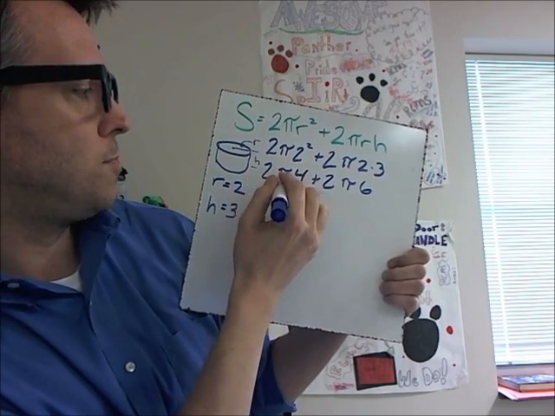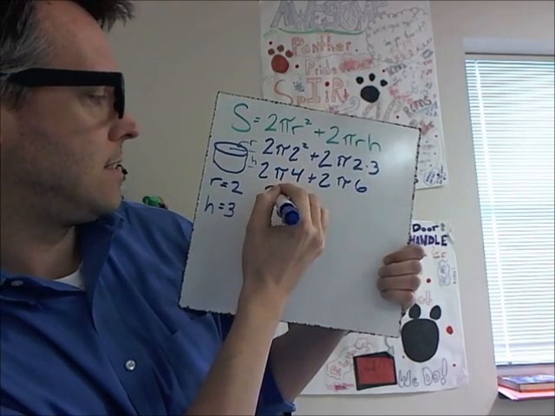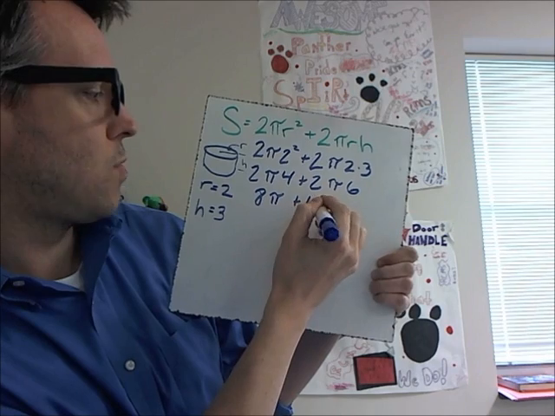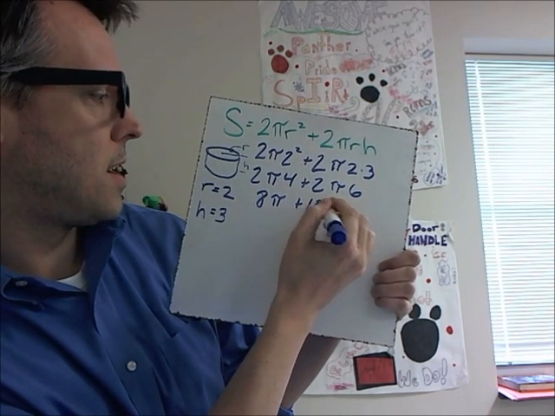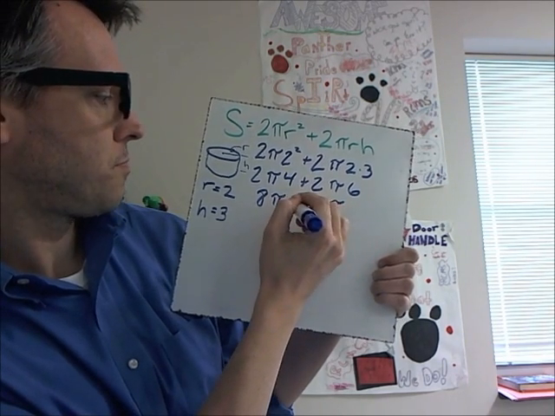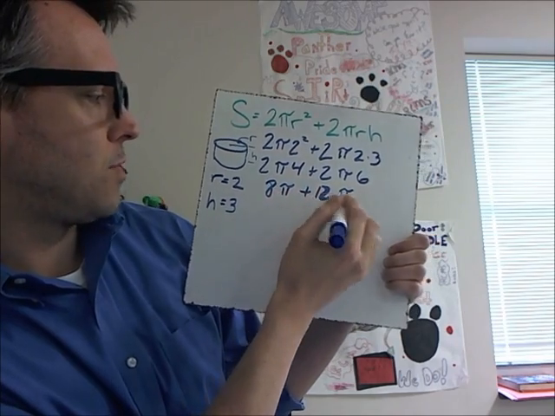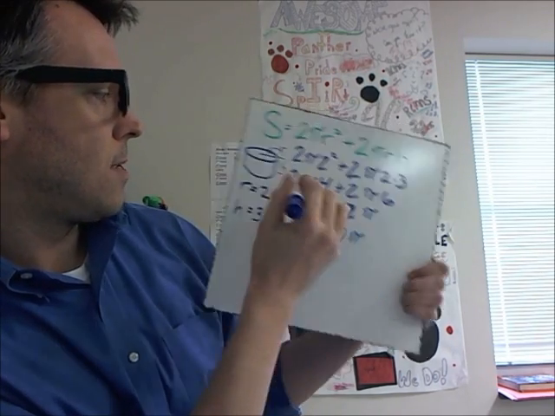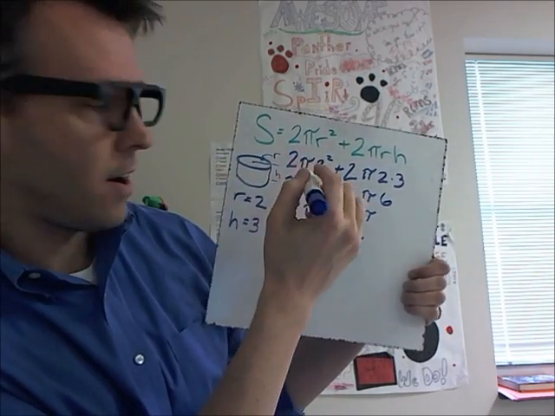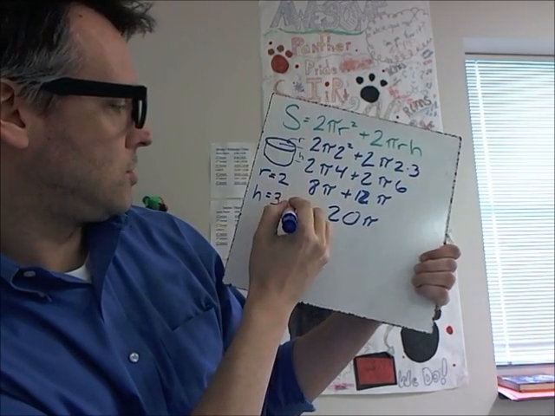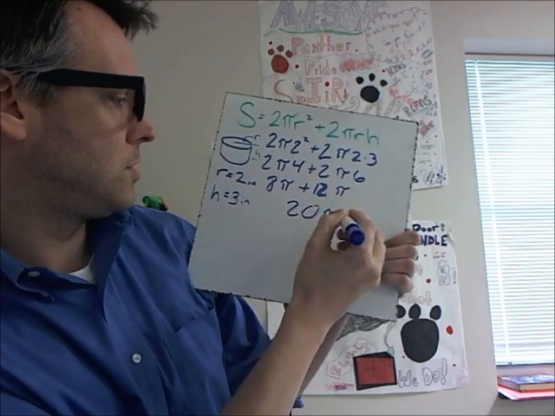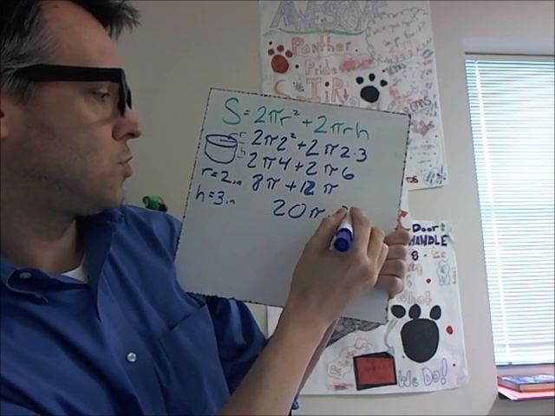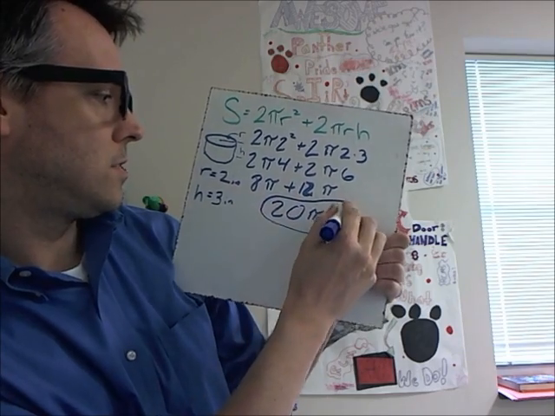Now over here we have 2 pi 4. 2 times 4 is 8, and we still have our pi, plus 2 times 6 is 12, and we still have our pi. So we have 8 pi plus 12 pi. That gives us 20 pi. We're talking about surface area, and let's call these inches, 2 inches and 3 inches. So 20 pi inches squared is our answer.